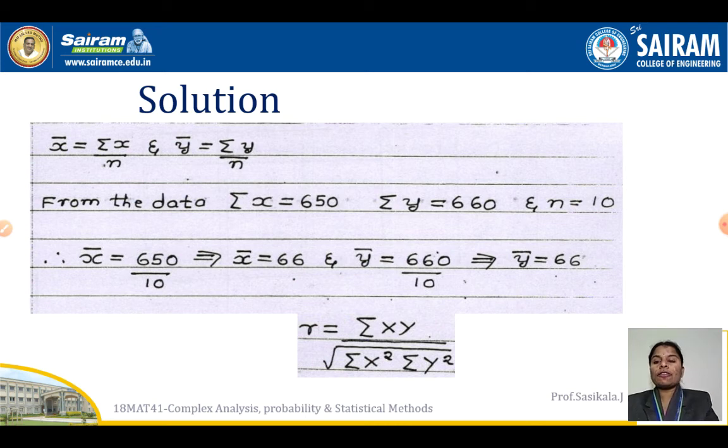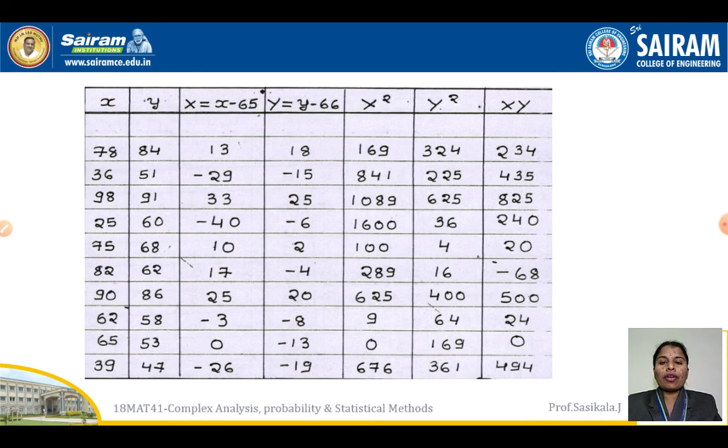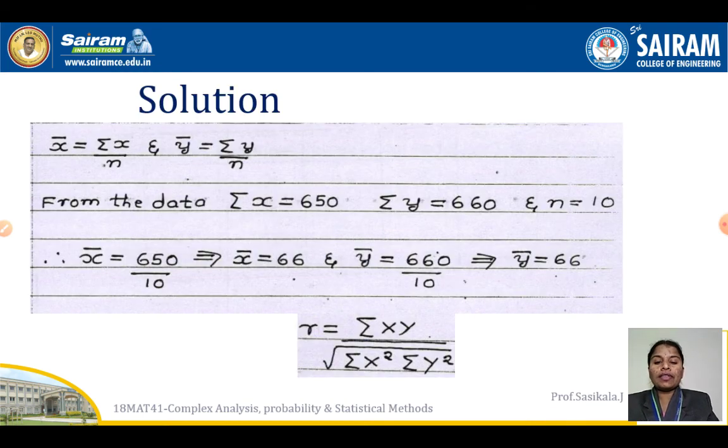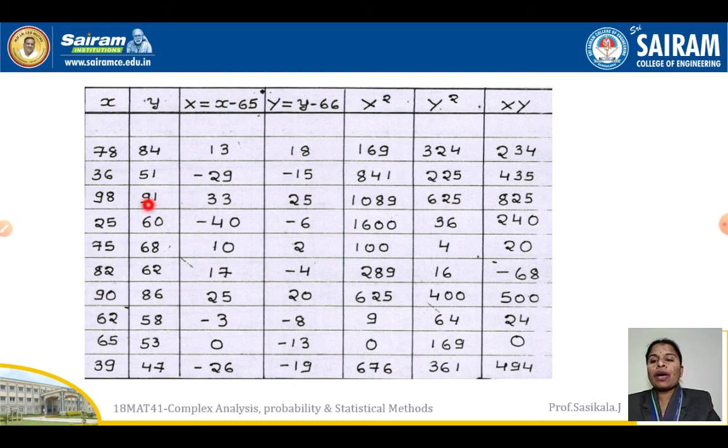Then you can find x bar and y bar as per the formula. Summation x is 650, summation y is 660, and the number of students is given as 10. So x bar is 650 by 10, which is 65, and y bar is 660 by 10, which is 66. Okay. So now substitute in the formula. Write the formula: r is equal to summation xy by root of summation x squared into summation y squared.